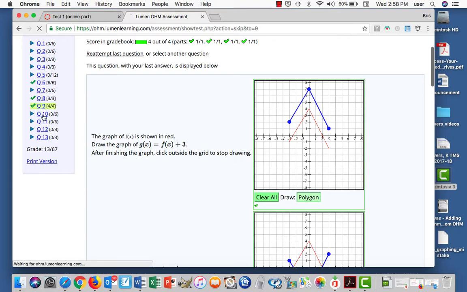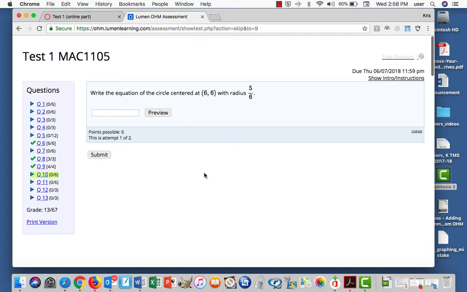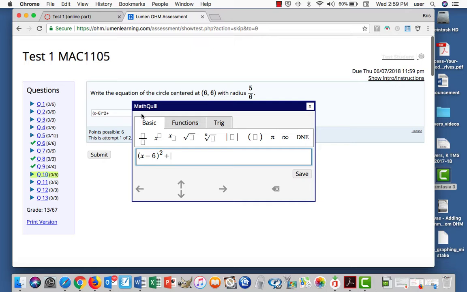Okay, on number 10, it's a circle, and these should always be in simplest form. And so using the circle equation for this, and of course remember you can use the tablet if you want to. So if I'd rather use the tablet, I can use the parentheses and fill in the x -6, and then see how this is going to work.